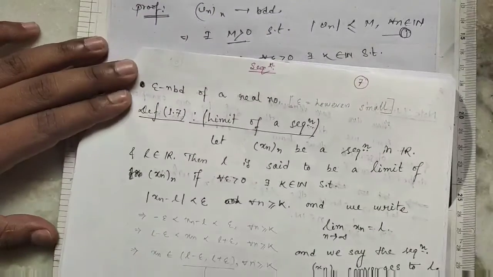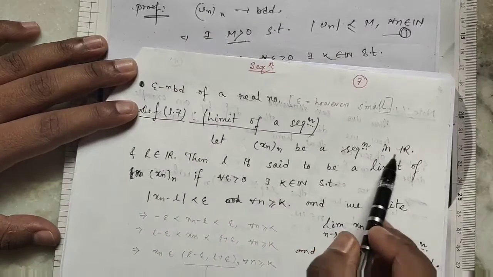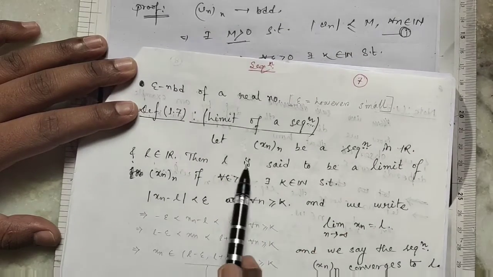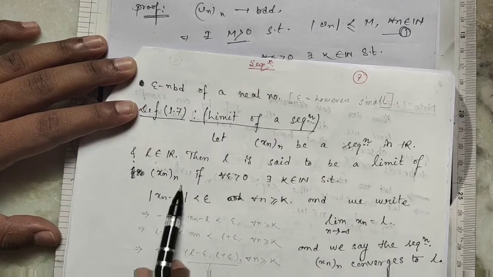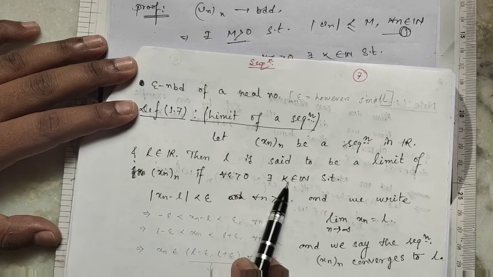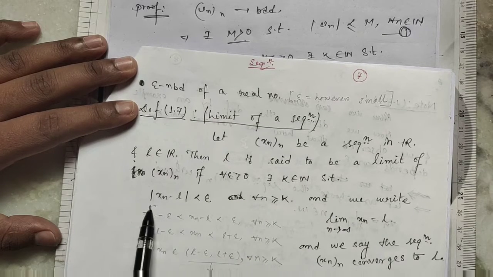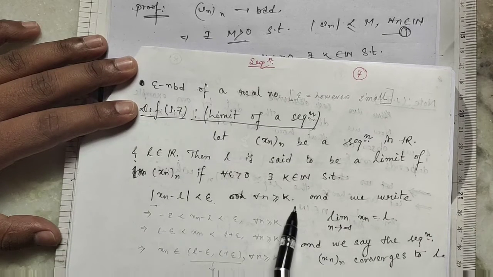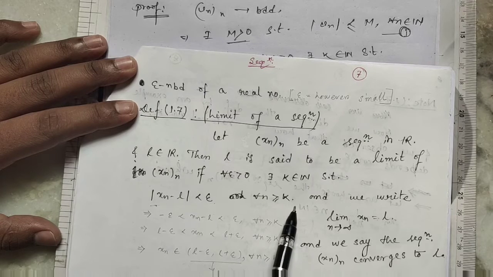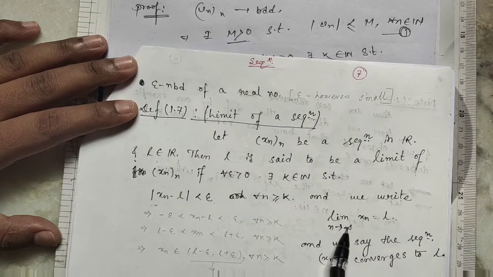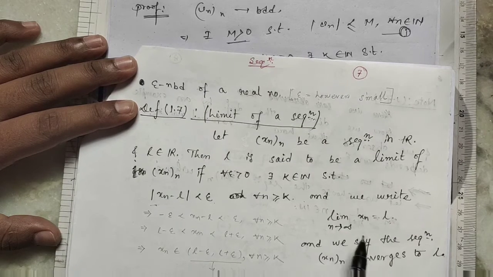Now see the definition of a limit of a sequence. Let xn be a sequence in R and L belongs to R. Then L is said to be a limit of the sequence xn if for each epsilon greater than 0 there exists a natural number k belongs to N such that mod of xn minus L is less than epsilon for all n greater than or equal to k. And we write limit xn equal to L as n tends to infinity.